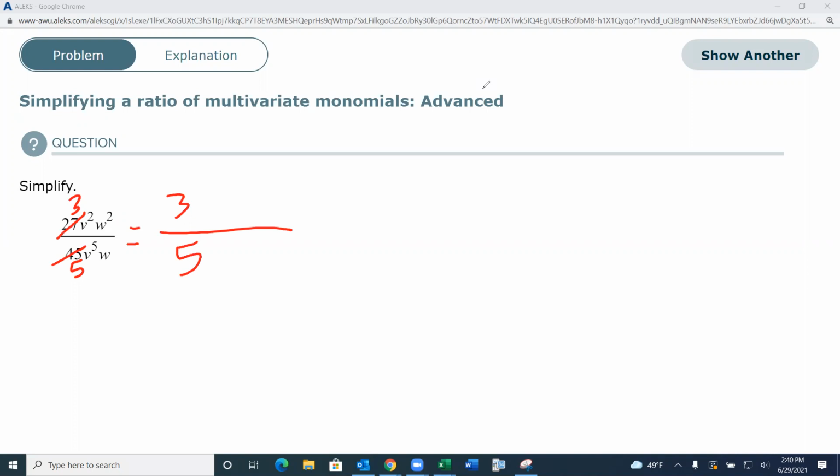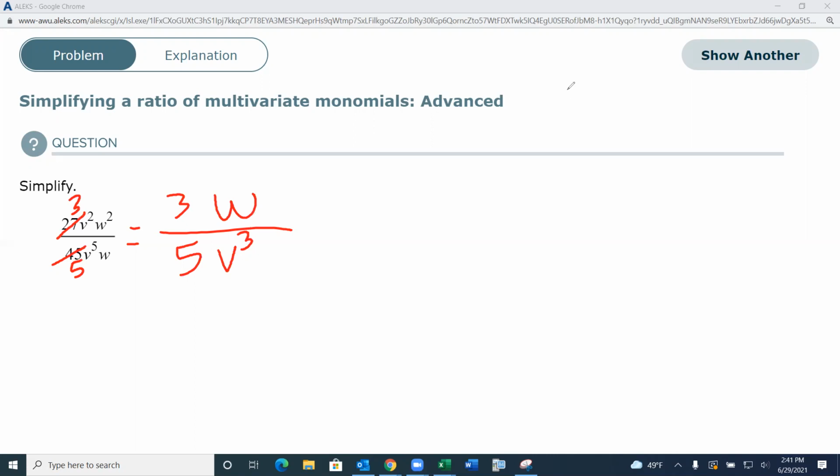And one way to handle the V's and the W's is to say, do I have more V's in the top or the bottom? You'd say in the bottom. Well, how many more? 3 more. Cool. Do I have more W's in the top or the bottom? On the top. How many more? 1 more, which you don't have to put. And you're done. And that's really it.